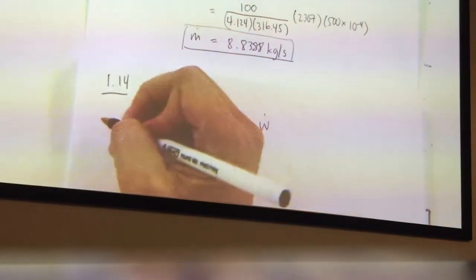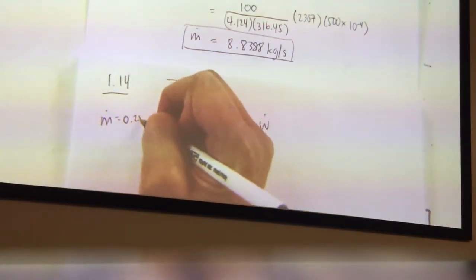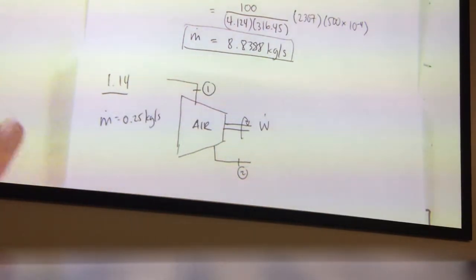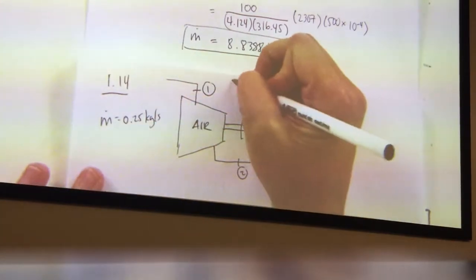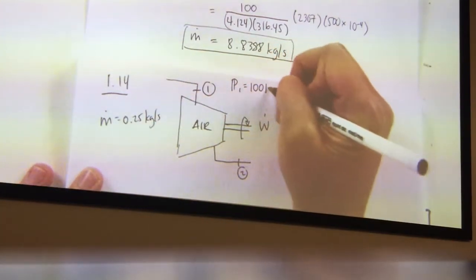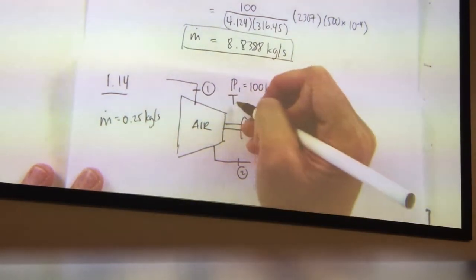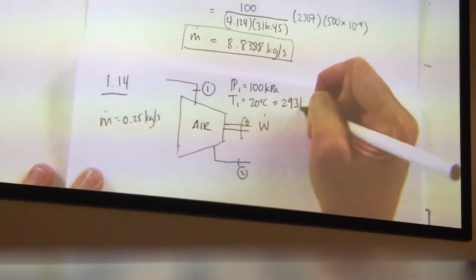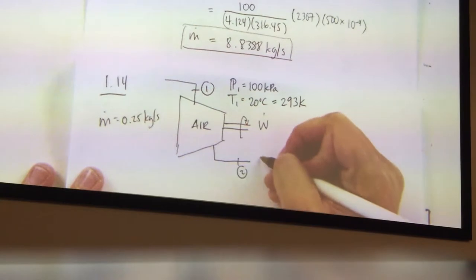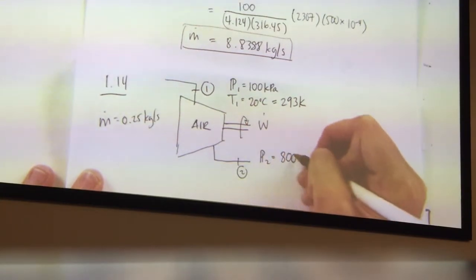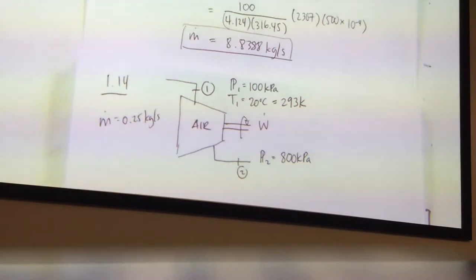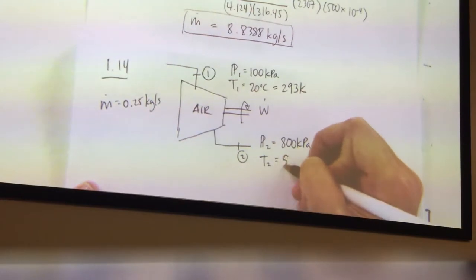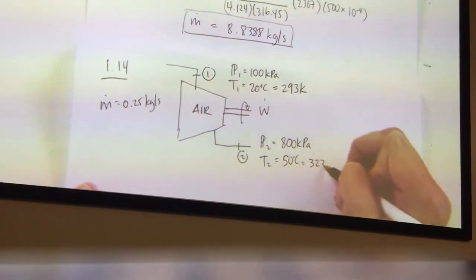The mass flow rate is equal to 0.25 kilograms per second. Whatever comes in comes out, and it generates some kind of work. The parameters at one: P1 equals 100 kilopascals, and T1 equals 20 degrees Celsius, which we want in Kelvin, so 293 Kelvin. P2 is 800 kilopascals, so the pressure is increasing. Temperature T2 is going to be 50 degrees Celsius, 323 Kelvin.